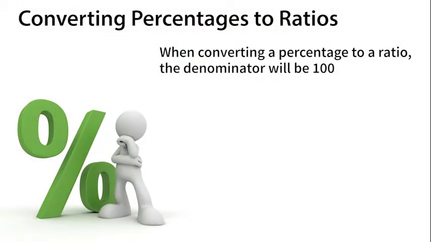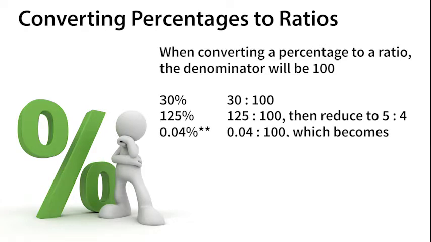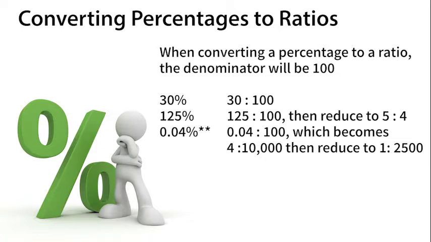Now, sometimes we have situations where you have to convert a percentage to a ratio. A percentage is just like a fraction and just like a ratio because it is still expressed as a part over a whole. So for example, 30% expressed as a ratio would be 30 as my part and 100 as my whole. 125% would be 125 as my part and 100 as my whole, which then can reduce. In example 3, 0.04%, which would be 0.04 over 100, which then becomes 4 to 10,000, and reducing to our lowest terms would be 1 to 2,500.